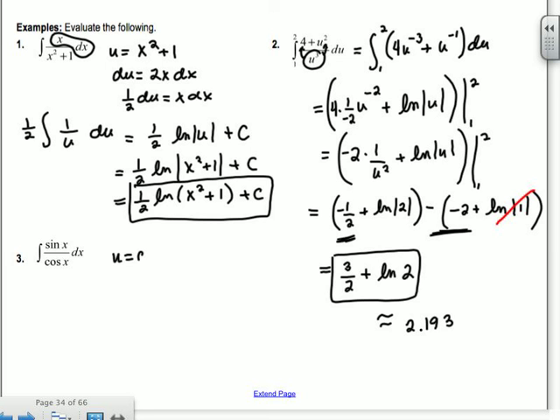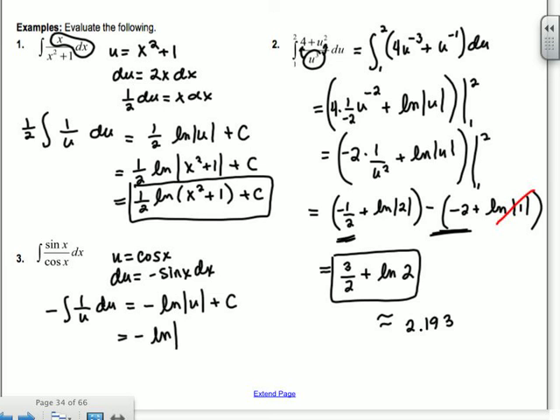So u equals cosine of x. So du equals negative sine of x dx. So you have negative 1 over u du. So negative natural log of the absolute value of u plus c. So it's negative natural log of the absolute value of cosine of x plus c.